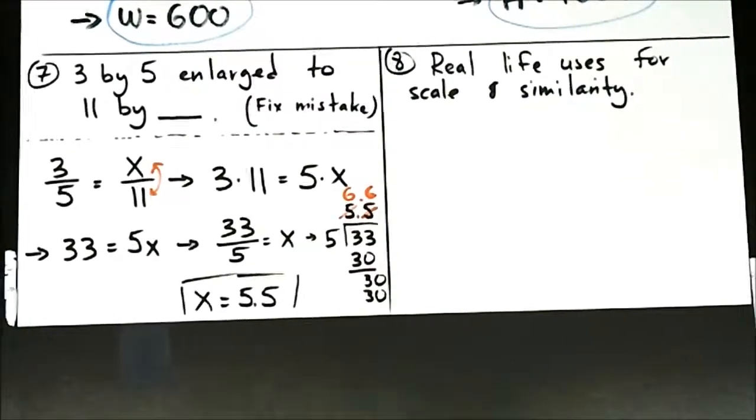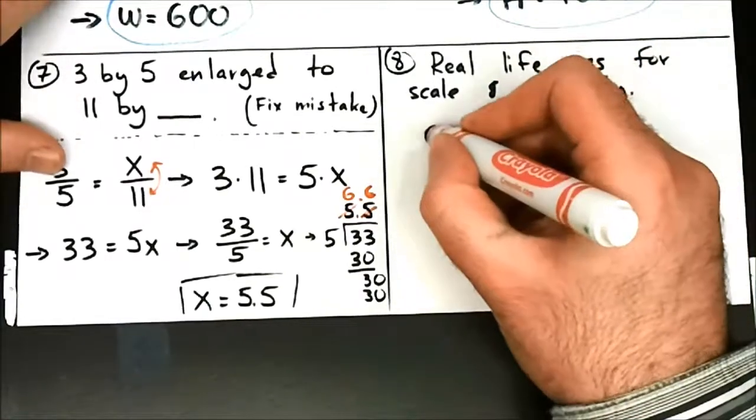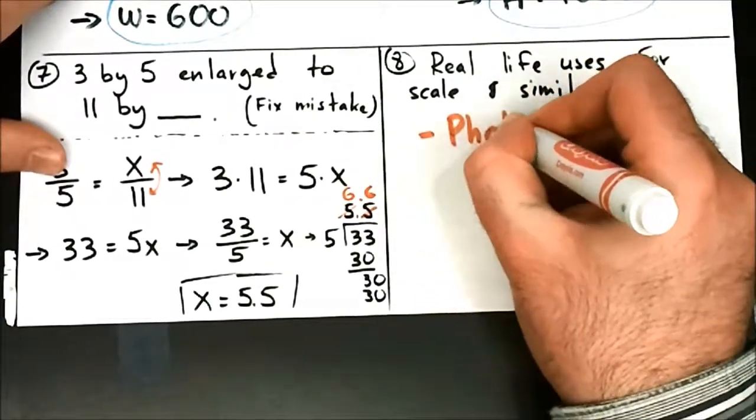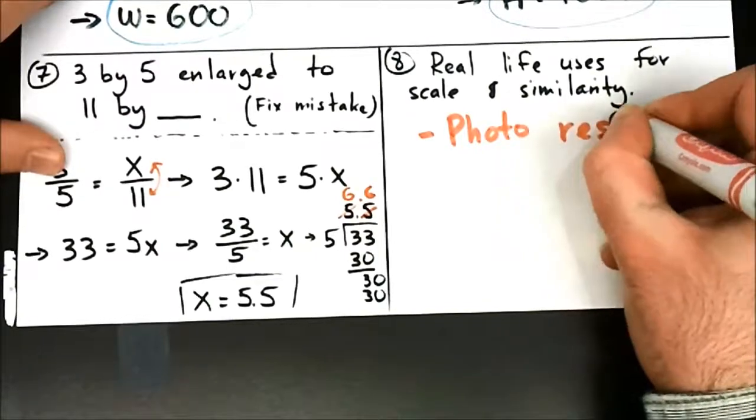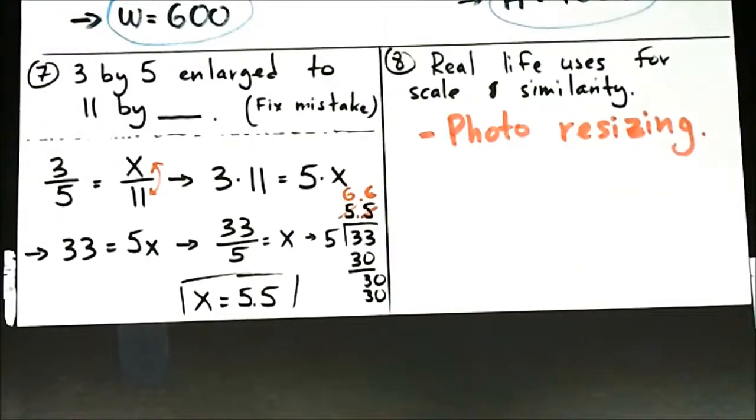Alright, last problem here. We're pretty much done. Real life uses for scale and similarity. So what did you guys list? Give me some ideas. There are so many ways you can use real life scale and similarity. We already mentioned photo resizing. And this is an important one, and this happens automatically in most programs we use on the web today, but they use a mathematical algorithm that uses ratios and proportions when they resize.